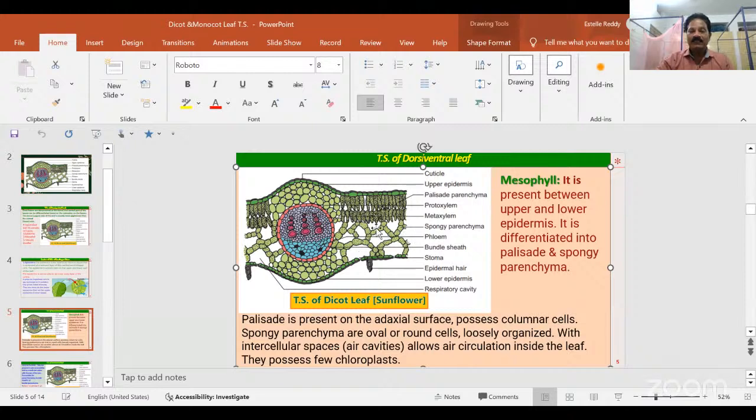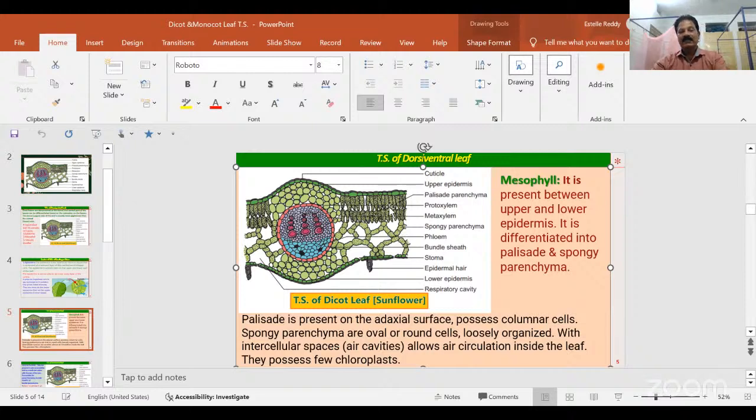The spongy parenchymatous cells also have a different shape. They have fewer chloroplasts. That's why this lower part is light green in color. The dorsal side, that is the upper side of the leaf, is always dark green in color, and the lower side is light green in color.